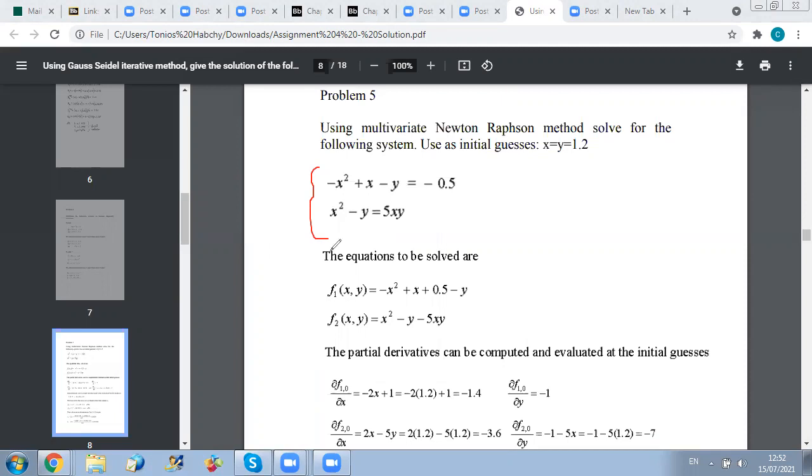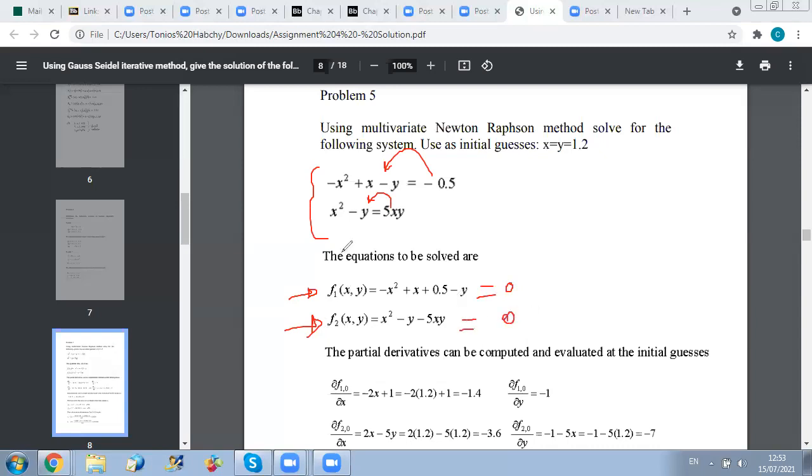So remember, always when you have such a system with multiple variables, you should transform the system to a system of equations equal to 0. So you will take first the minus 0.5 to this side, and you will define function 1, which is a function of x and y, as minus x squared plus x plus 0.5 minus y. And here also you will take this term to the other side, and you define a second function f2 of x and y equals x squared minus y minus 5xy. And your system will consist of solving these two equations equal to 0.